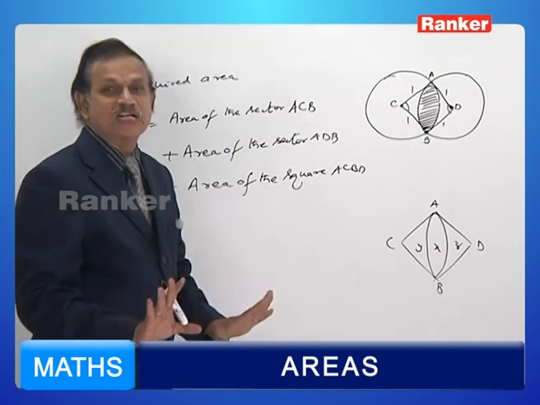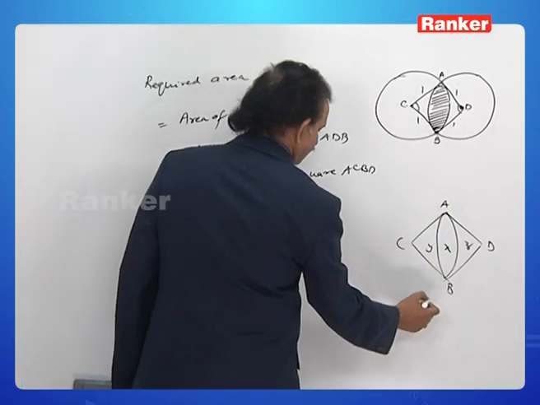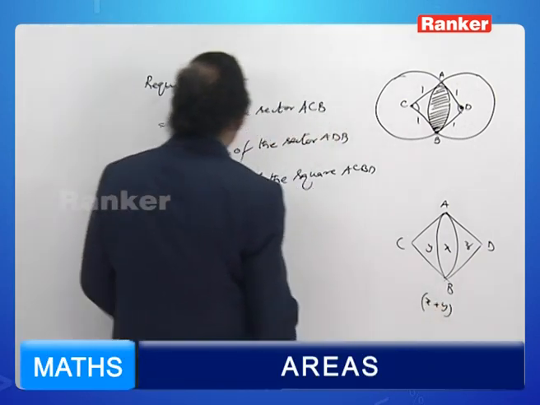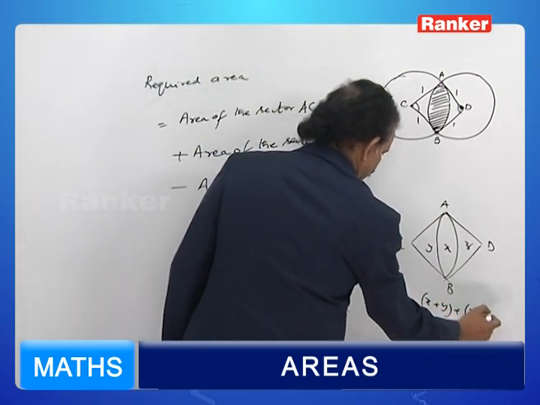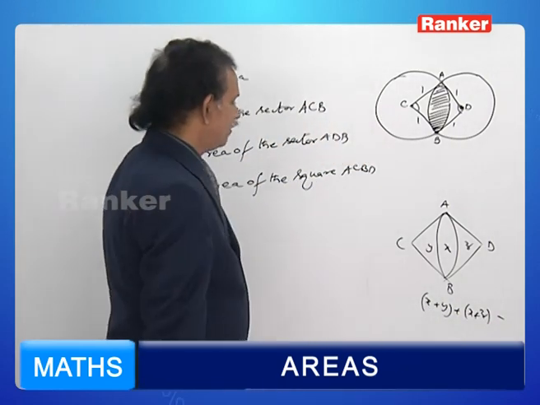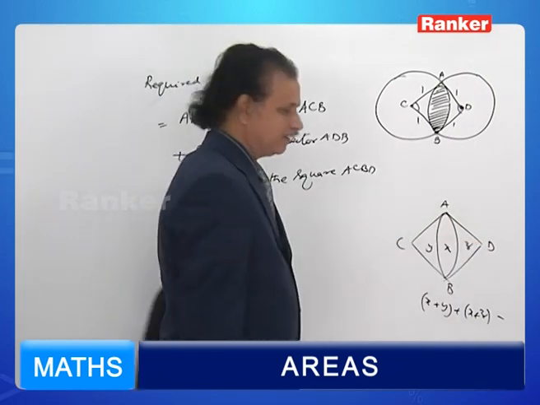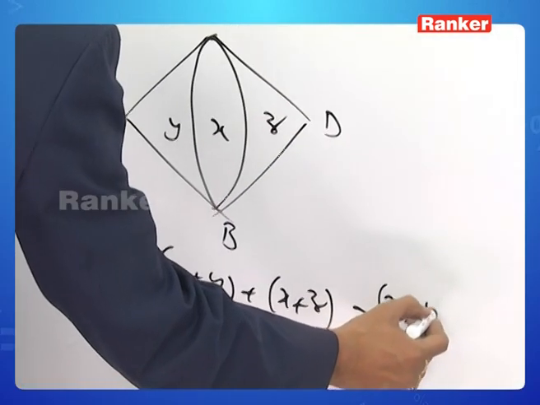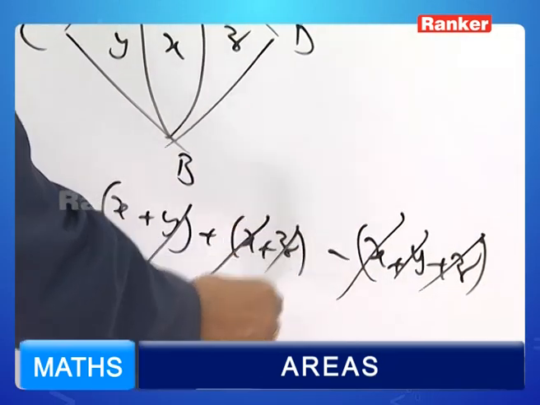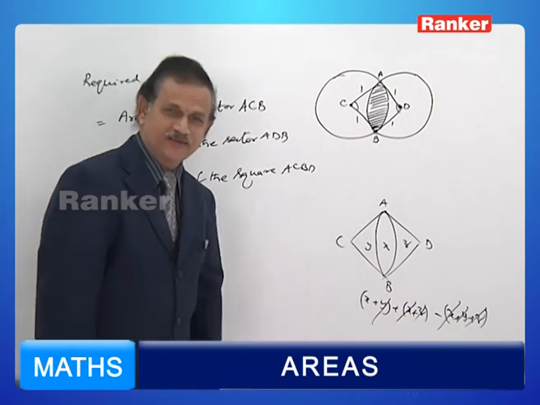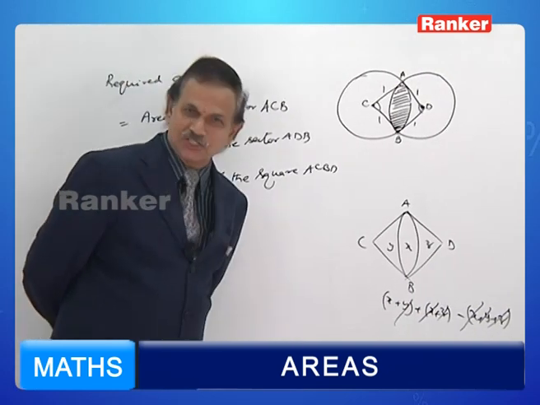Is this plan correct or not? Let us see. First step, area of the sector ACB. What is the area of the sector ACB? X plus Y. Next, area of the sector ADB. What is ADB? X plus Z. Minus area of the square ACBD. Totally, the total area is X plus Y plus Z. What is going to happen? One X, one Y, one Z, leaving you X, which is required.